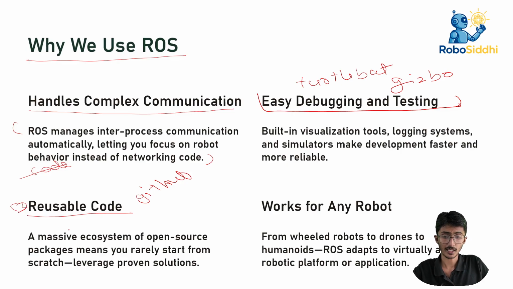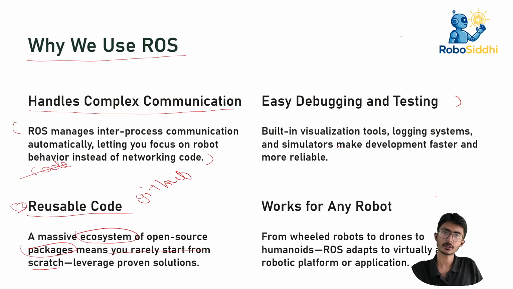Now, ROS has a massive ecosystem of open source packages. It means you rarely start from scratch, which means you don't have to spend time programming. There are so many people who have already programmed it for you, and you just take their experience and implement it in your project. Now, it works for any robot.